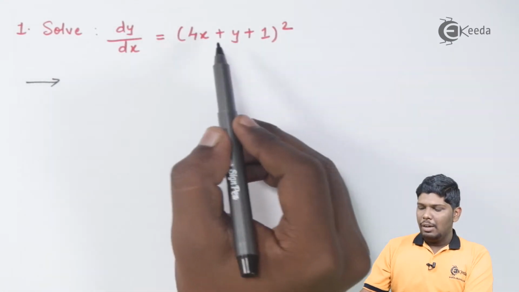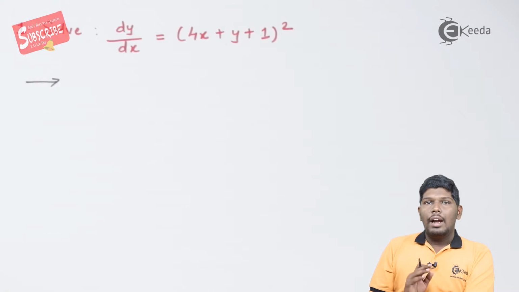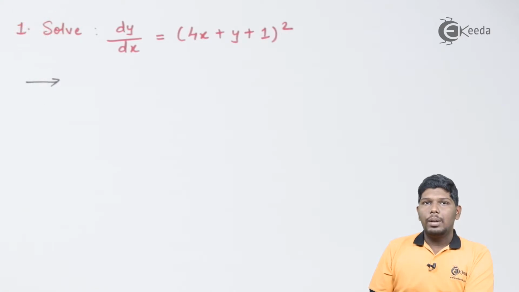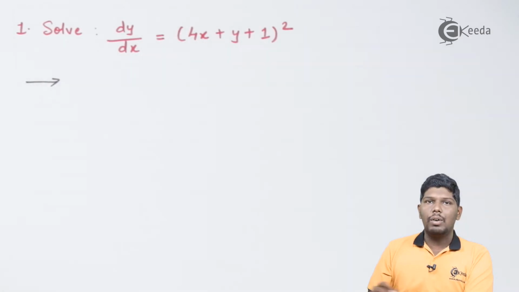Here you can see, if I elaborate this, I need to use the formula (a plus b plus c) the whole square. That will give you a square plus b square plus c square plus 2ab plus 2bc plus 2ac. And after solving that, it is not possible to separate the variables. So in such cases, we can directly substitute 4x plus y plus 1 as v.